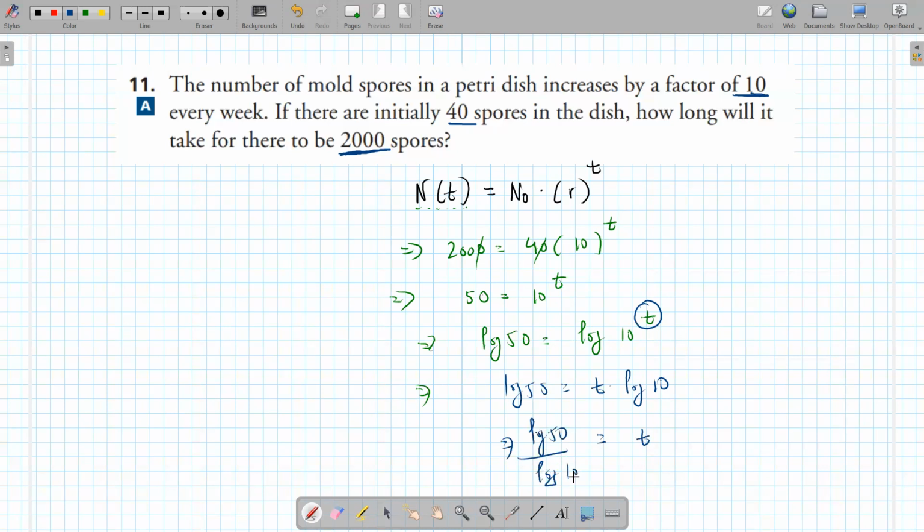And that's not 5. You can't just say log and log cancel out and 10 goes into 50 five times. No, you cannot do that. This number here is probably going to be, what, 1 point something. Or actually, I don't know. Let's check. So log of 50 is definitely not 5. That was the point. Divided by log of 10 is, yeah, it's 1.69. So after 1.69 weeks, your mold spore count would reach 2,000.